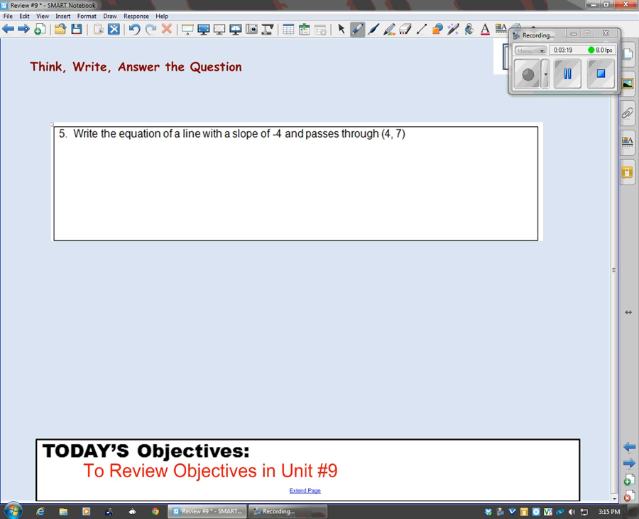All right, now we're going to get into the meat of what we did in this unit. We need to write the equation of the line with a slope of negative 4 passing through 4, 7. This says think, write, answer the question. We did this in 3 steps. The first step was determine what you know. X equals, Y equals, M equals, B equals. Your slope is M. So they are telling you M is negative 4. X and Y come from your point. So X is 4 and Y is 7. So the only thing you don't know is B. That's good news because we can solve for that.